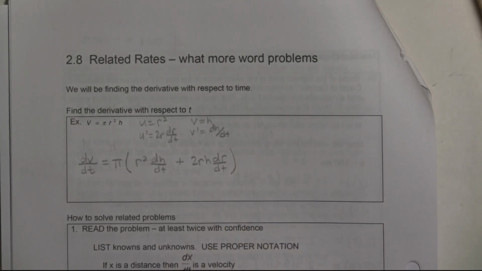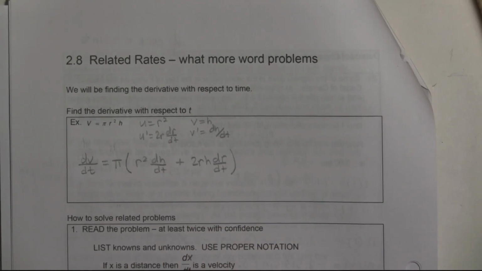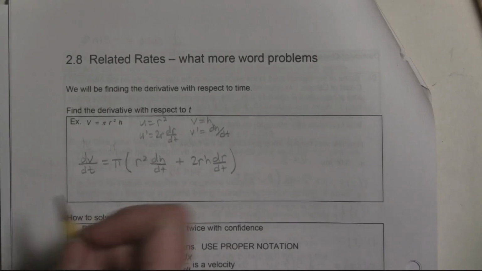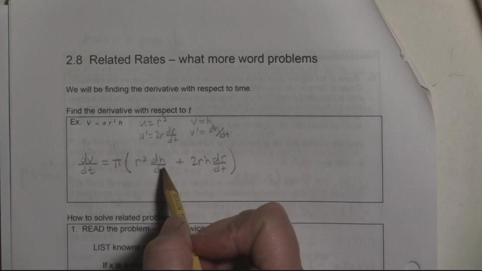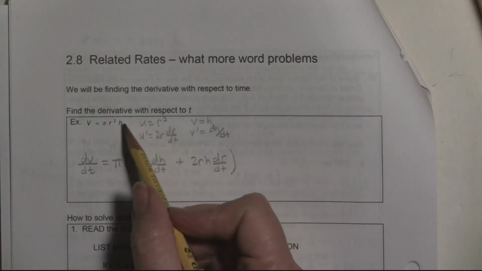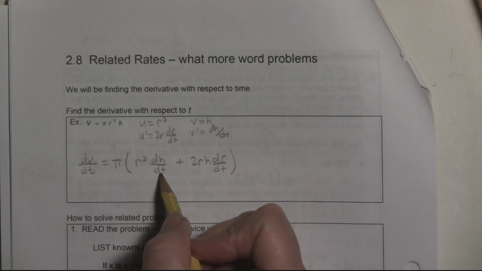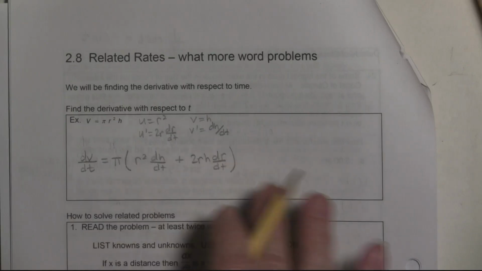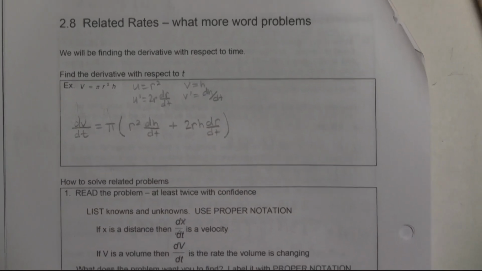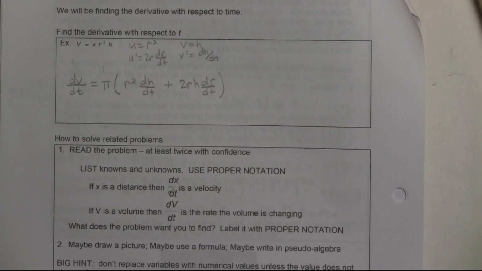So I had 3 variables, V, r, and h. When I took the derivative with respect to time, each one of them is going to have a rate. I had V, so in the derivative I have dV dt. I had r, so in the derivative I have dr dt. And I had h, so in the derivative I have dh dt. Anyway, that was just a little practice of taking the derivative. You can multiply the pi if you wanted, or not, whatever you want to do.